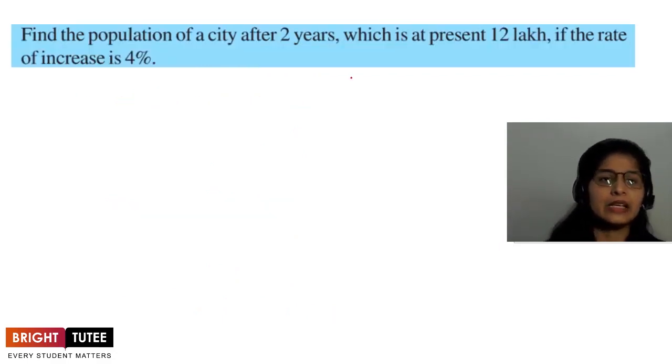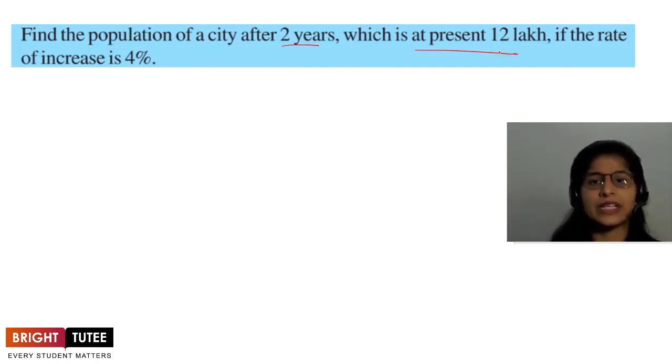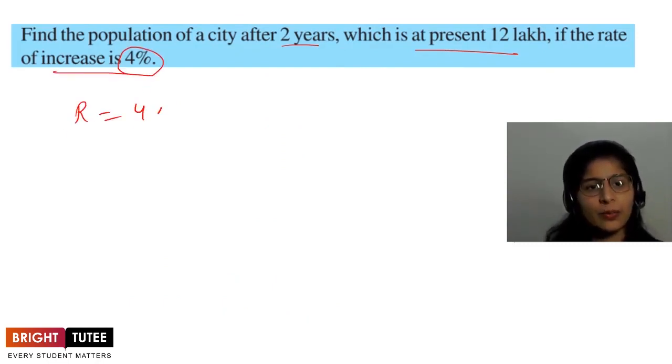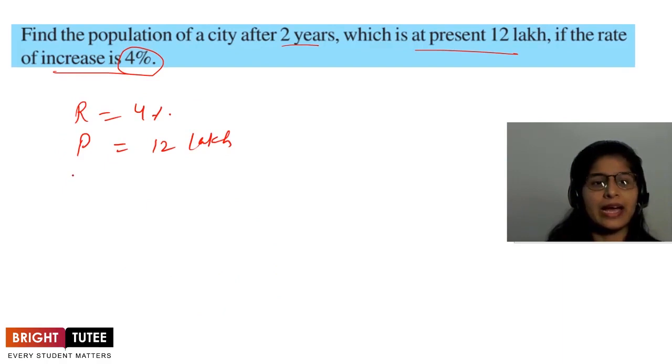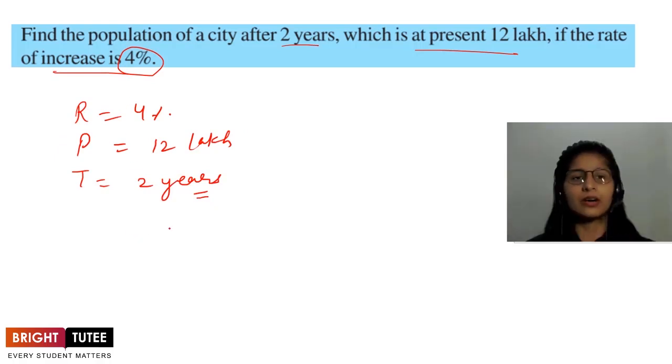Okay, it is saying find the population of a city after 2 years, which is at present 12 lakh. If the rate of increase is 4%, rate is given 4%. Okay, initial value that is given, I'll name it as P. It is 12 lakh given, and time is given as 2 years. After 2 years we have to tell, and rate of increase is 4%. So how are we going to calculate it? Just see.